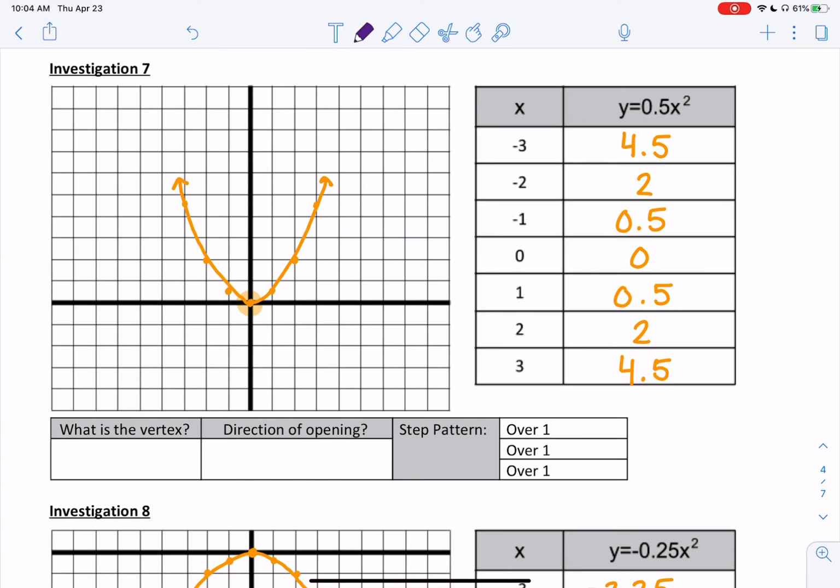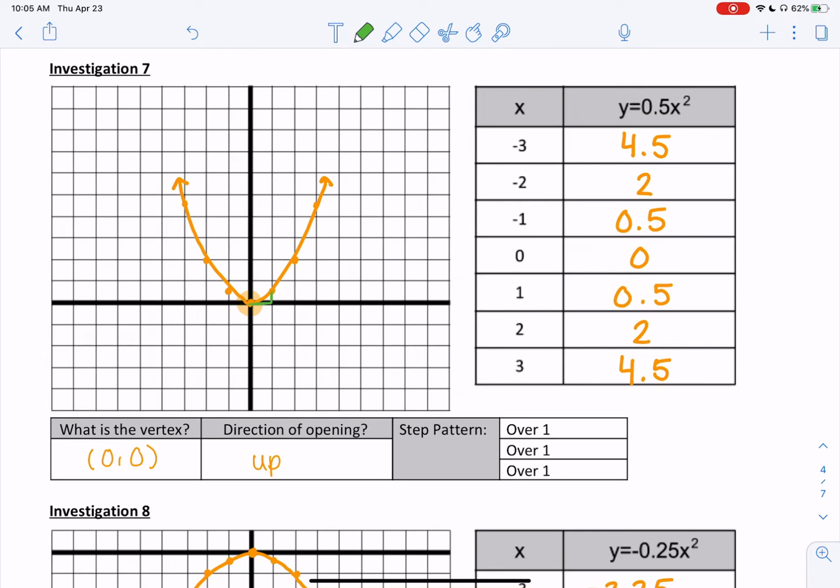We'll first find our vertex here. Our vertex is still at 0, 0. It's facing upward, and then we'll find our step pattern. Now the step pattern here is tricky to find, and in a case like this, if you had a really weird step pattern, you would probably have to figure out your a value a different way, and we'll get into that later. But for right now, we're going to go over 1, and we go up to our next nice point.